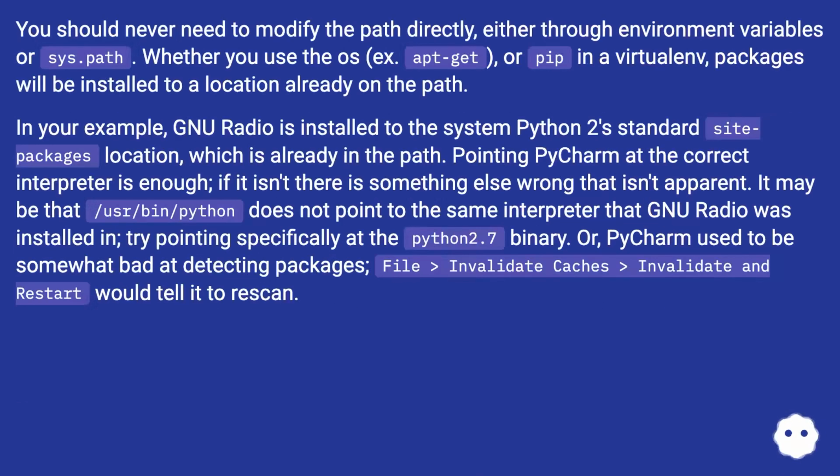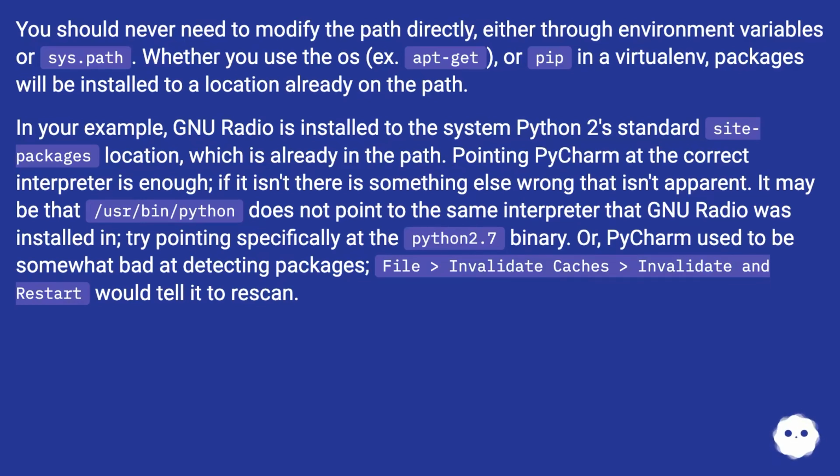You should never need to modify the path directly, either through environment variables or sys.path. Whether you use the OS, apt-get, or pip in a virtualenv, packages will be installed to a location already on the path. In your example, gnuradio is installed to the system Python 2 standard site-packages location, which is already in the path. Pointing PyCharm at the correct interpreter is enough.